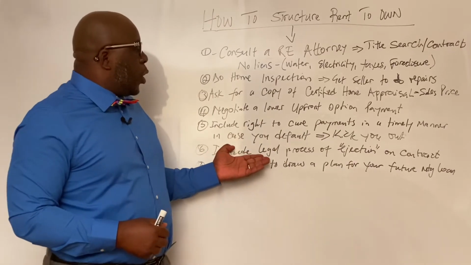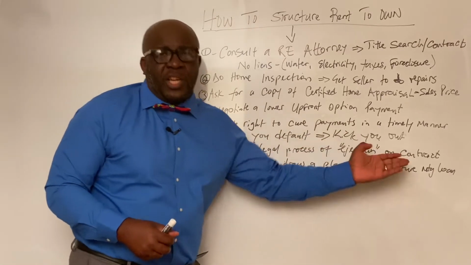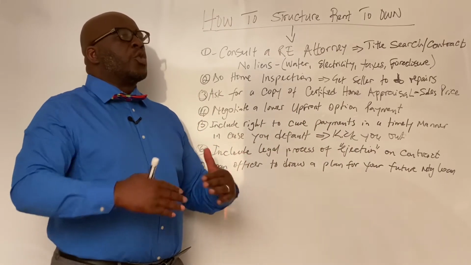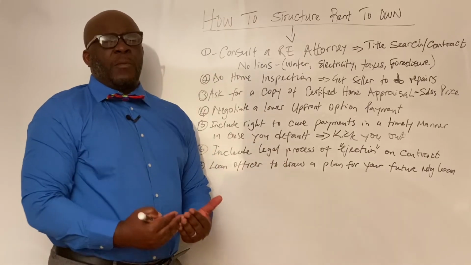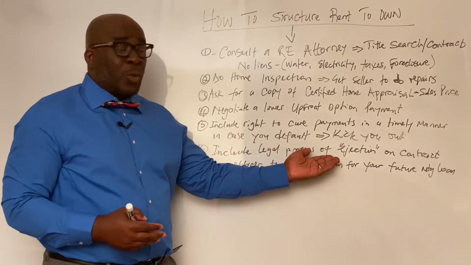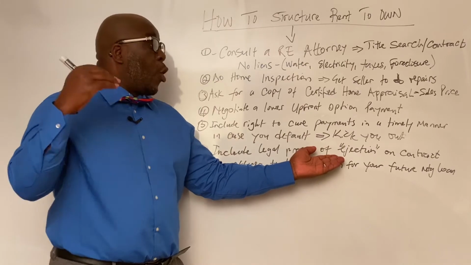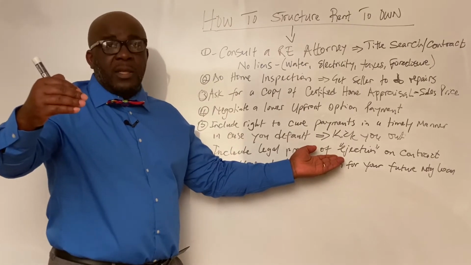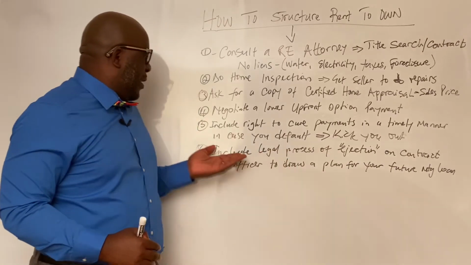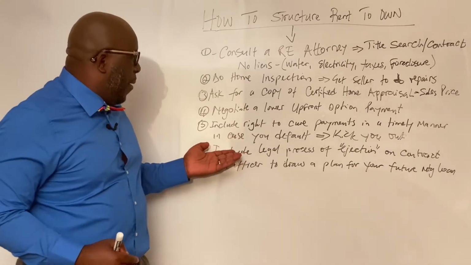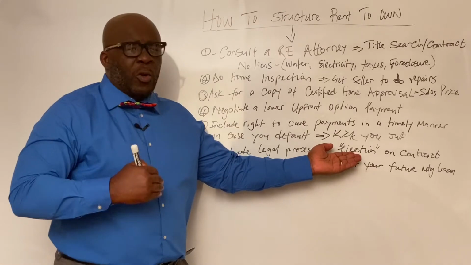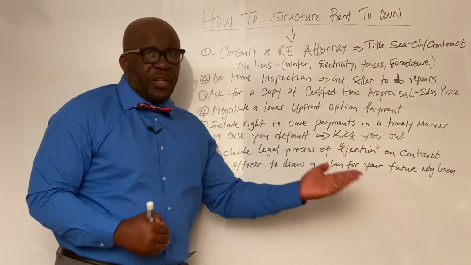Number six, include the legal process of ejection on the contract. Ejection is the legal process to evict you from a property that you are renting. But most of the time, the landlord will skip the process of eviction and go to a landlord-tenant court where it is faster for them to kick you out. So make sure that the contract has a provision for ejection, that in case you default, the landlord will follow this due process of eviction.